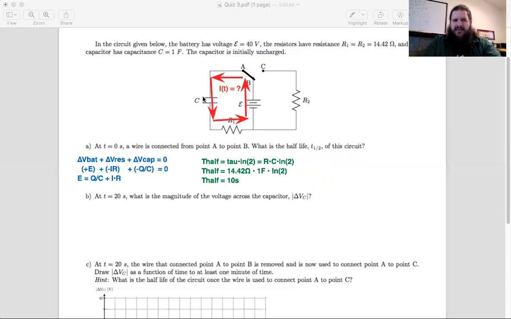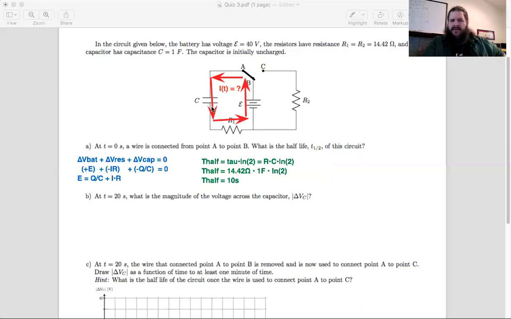Which side of the capacitor is high voltage versus low voltage is really about which side has the positive charge and which side has the negative charge. But in terms of the equation for purposes of the loop rule, I would write it as delta V equals negative Q over C. Okay, so there could be a possibility where the capacitor is also pushing a current.